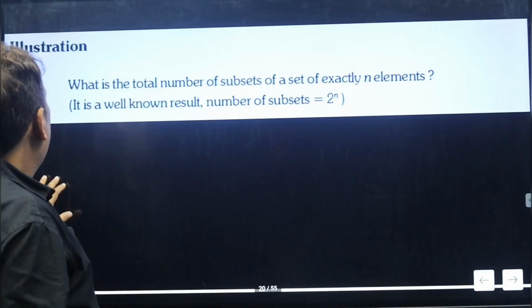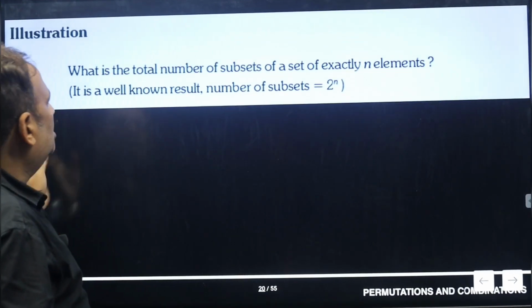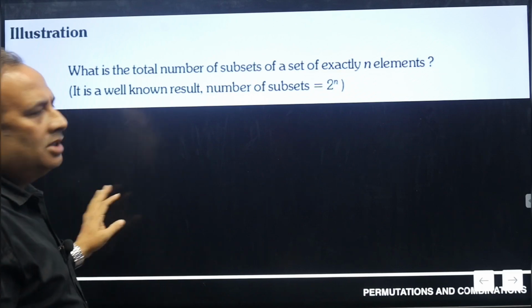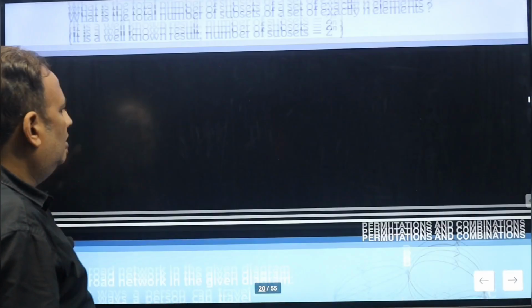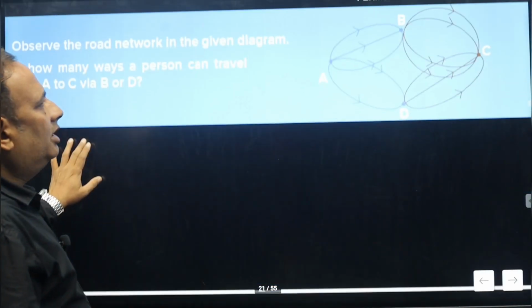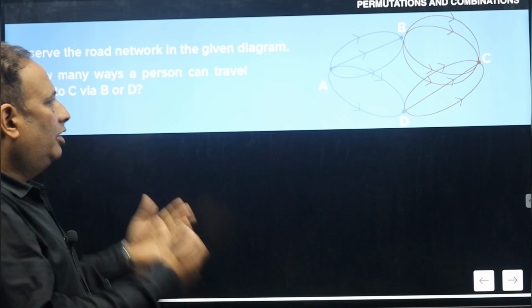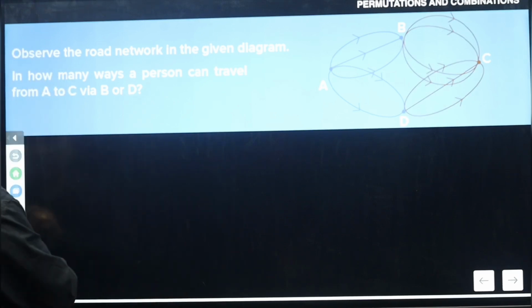Let's see an illustration: what is the total number of subsets of n elements? It is well known that it is 2 to the power n. Okay, so now we'll start the sprint section. Our sprint section means a different variety of numericals for different questions. Let me start quickly.